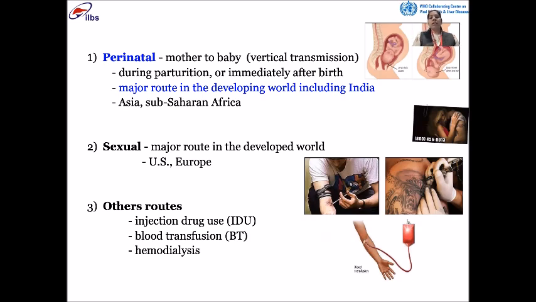In perinatal transmission, that is mother to baby, vertical transmission of the virus occurs during parturition or immediately after birth. This is the major route in the developing world, including India, other Asian countries and sub-Saharan Africa. So perinatal transmission, mother to baby, that is vertical transmission, is present in hepatitis B virus, and there are other causes, like sexual transmission.